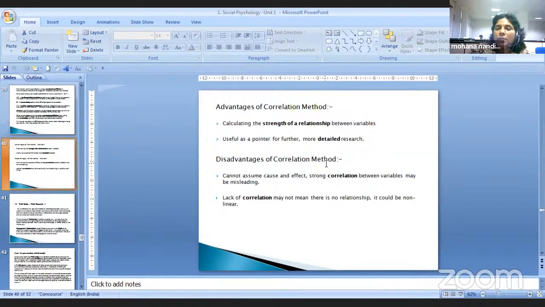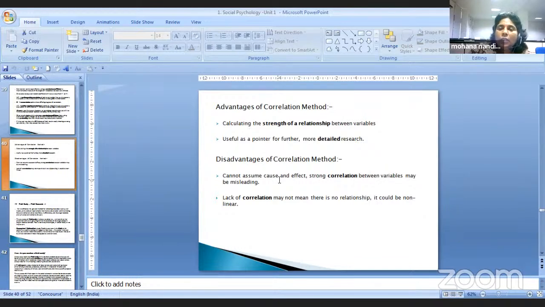Disadvantages of the correlation method: we cannot assume cause and effect. A strong correlation between variables may be misleading. A lack of correlation may not mean there is no relationship, because it could be non-linear. These are the disadvantages.